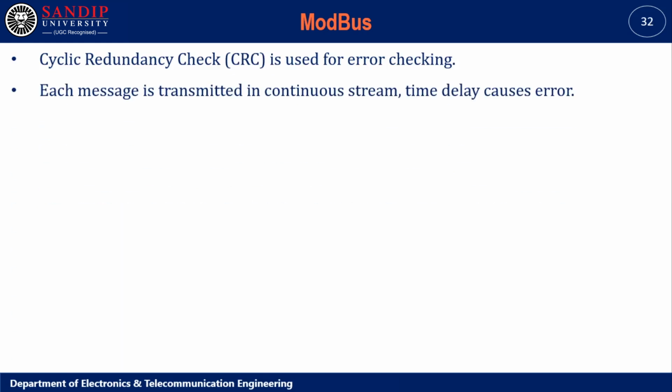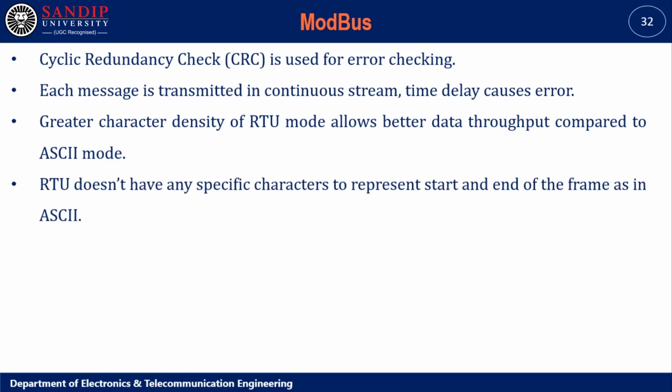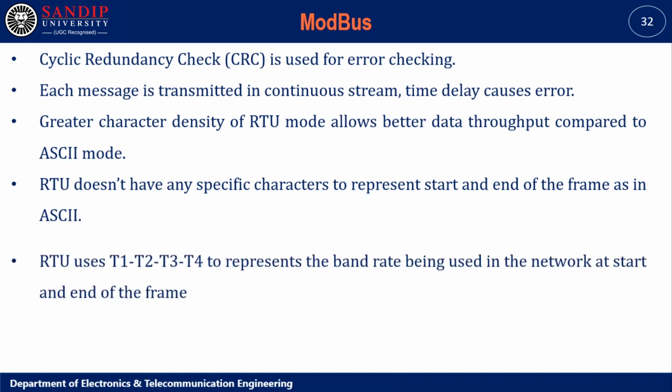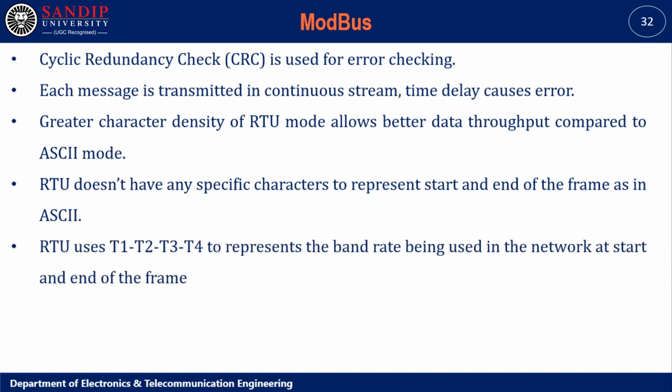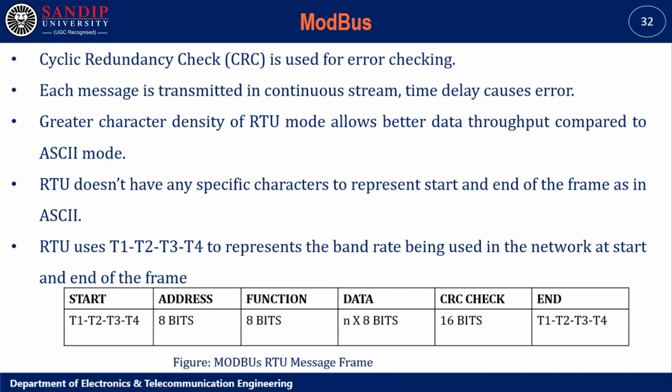Each message is transmitted in a continuous frame. A time delay causes an error. The greater character density of RTU mode allows better data throughput compared to ASCII mode. RTU doesn't have any specific character to represent the start and end of a frame as in ASCII. RTU uses T1, T2, T3, T4 to represent the baud rate being used in the network at the start and end of the frame. The figure shows the Modbus RTU message frame.